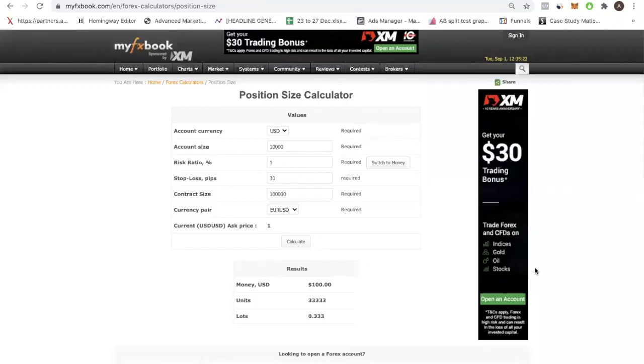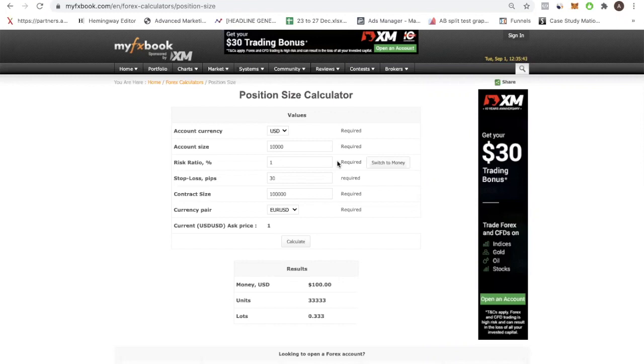In today's video, I want to tackle the question as to whether you want to set a tight stop loss or you want to set a wide stop loss. And in which cases should you set a tight stop loss and in which scenarios should you set a wider stop loss. So what I have right here is the position size calculator.